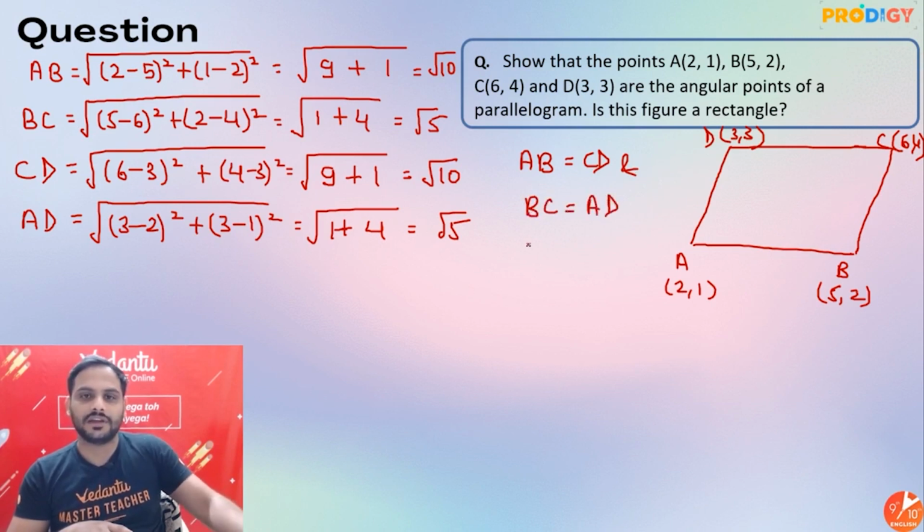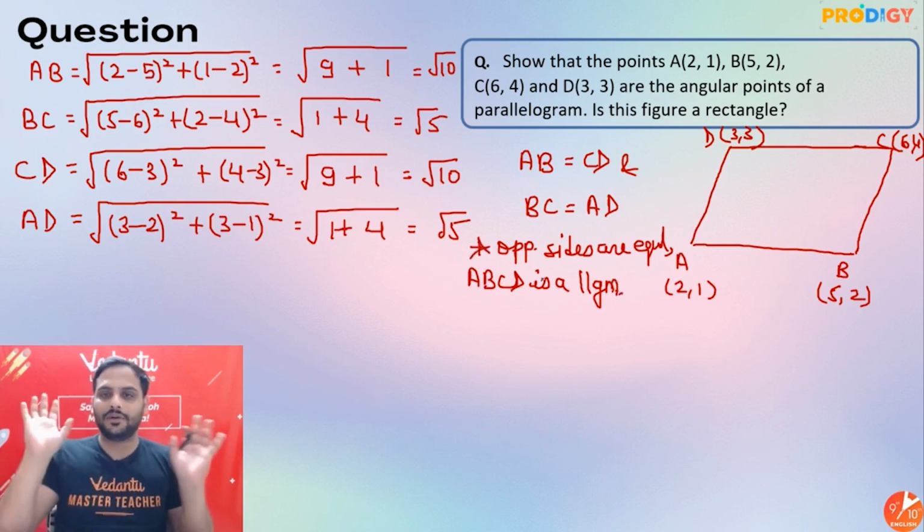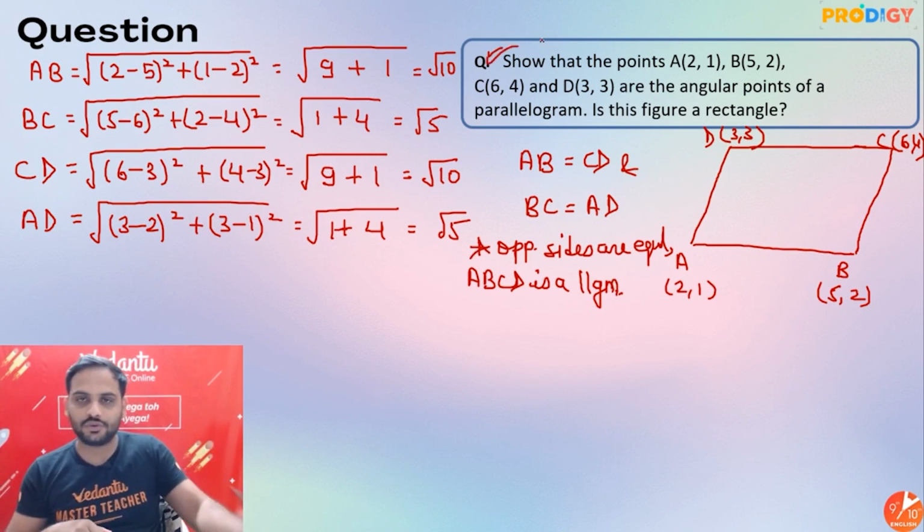So since opposite sides are equal, that means I can say ABCD is a parallelogram. ABCD is a parallelogram. ठीक है, first part done, show कर दिया.